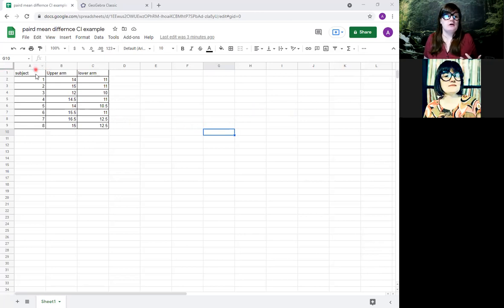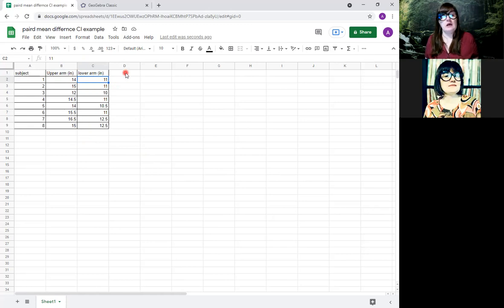So here we have 8 subjects and we have measured their upper arm and their lower arm. And this is, I should say, in inches. Should have included that, my bad. Now, what you want to do is you say, oh, I want to take the mean of this, I want to take the mean of that.